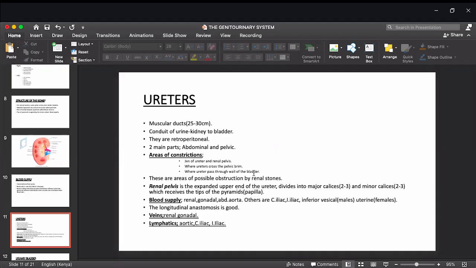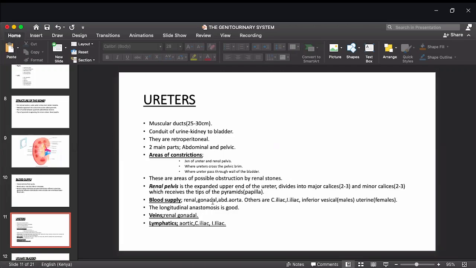These stones can also be held there, so that now your lithotripsy can fail because of increased further narrowing of the lumen of the ureter. So the renal pelvis is the expanded upper end of the ureter and divides into major calyces and minor calyces. That one you have seen in the pictogram.